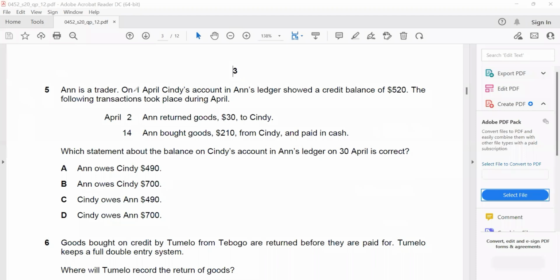The following transactions took place during April. N returned goods 30 to Cindy and bought goods 210 from Cindy and paid in cash. So here, who is the one recording the Cindy account in the N ledger? We do this recording from N's point of view. So Cindy in N's ledger shows a credit balance, which means the credit balance here is 520.